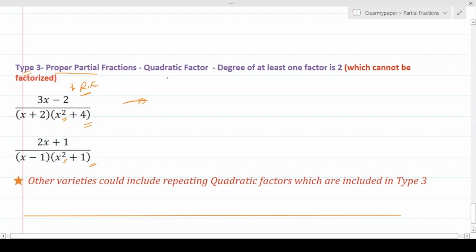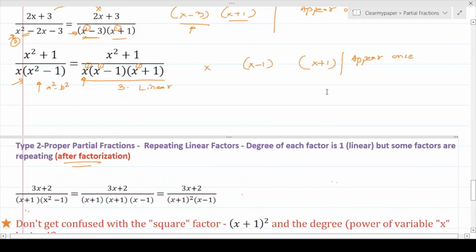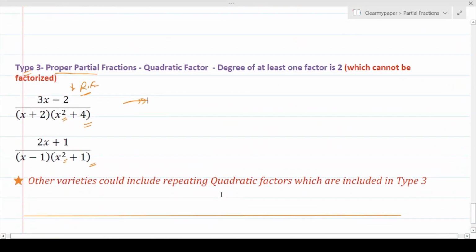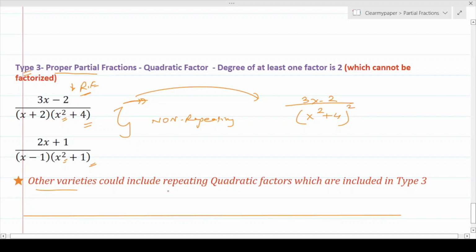And within quadratic, in some of the textbooks, just like we covered linear as repeating and non-repeating, for quadratic also, they might call out quadratic repeating and quadratic non-repeating separately. Both these examples are non-repeating, but in some cases it could be a repeating quadratic. For example, let's say the same example over here, if you had 3x minus 2, and at the bottom we had x square plus 4, and we have got repeating, so it's twice. In that case, it becomes an example of a repeating quadratic. But since the methodology is not very different, I'm not counting that as a separate type. But if it comes, if you understand this type, you can always solve. And that's why I put this with an asterisk, saying that other varieties could include repeating quadratic factors, which are included in this. If you understand this, you can solve.